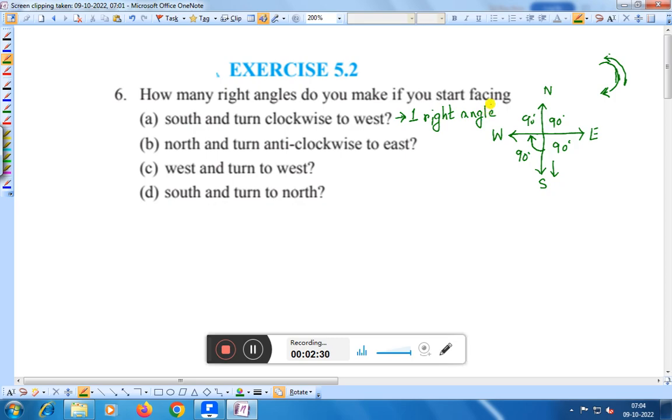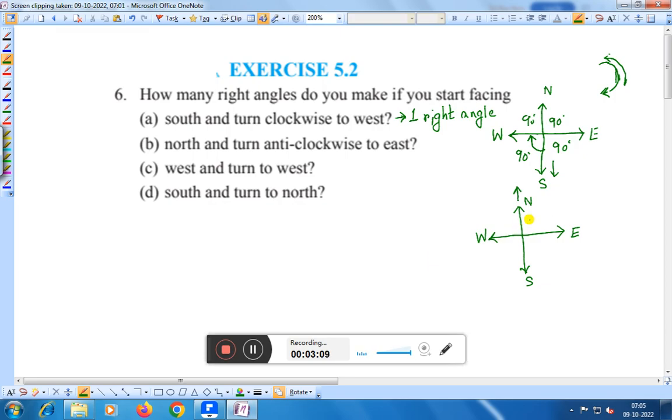Right? Now question number B. North and turn anti-clockwise to east. Again we are making the directions. This is east, this is west, this is north, and this is south. Right? North, you are facing north. North means in this direction you are facing, and turn anti-clockwise to east.